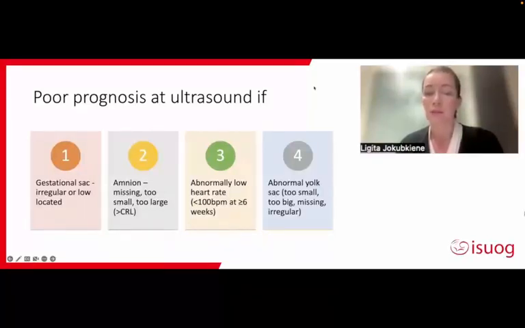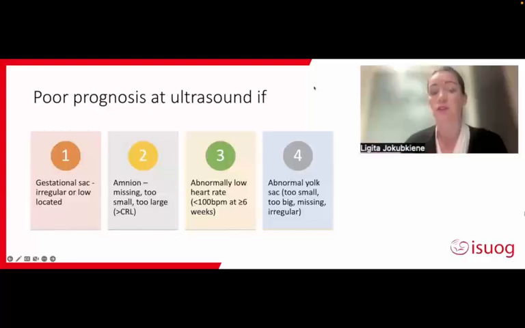Then we look at the amnion, and the amnion should be approximately the size of the embryo. So if the amnion is missing, or if we see that the amnion is too small or too large, meaning larger than the CRL, then it is not a normal amnion, and it might be a sign of poor prognosis for this pregnancy.